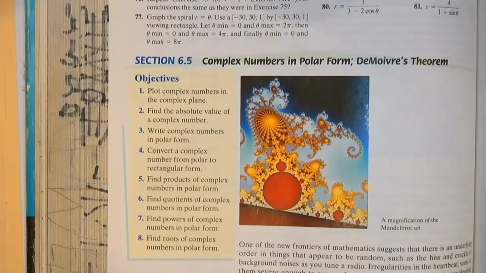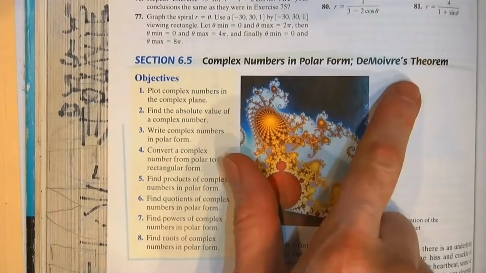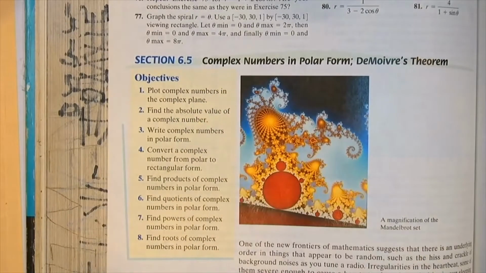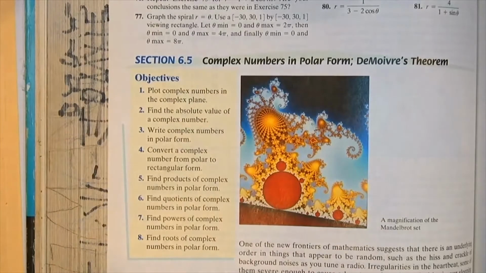All right, today we're going to learn about section 6.5, complex numbers in polar form. We won't do De Moivre's theorem, we're just going to do the basics, because to learn this entire section would take like an hour-long video that nobody wants to do, and each question actually becomes like a project, so it's just a little too much to do for online learning. But let's learn the basics of what a complex number in polar form is.